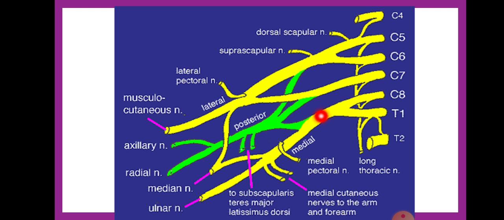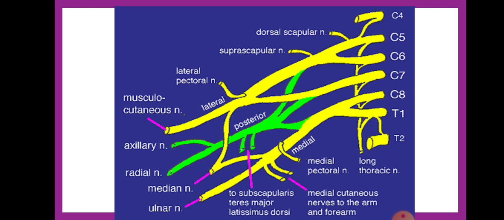Next step is the division. Each trunk divides into an anterior division and a posterior division. The posterior divisions join each other to form the posterior cord. The anterior divisions of the upper and middle trunks form the lateral cord. The anterior division of the lower trunk continues alone as the medial cord.